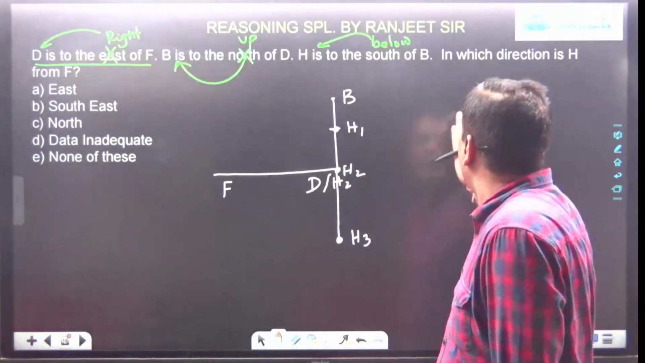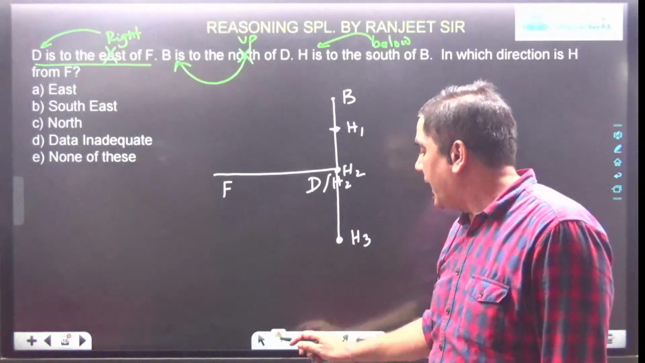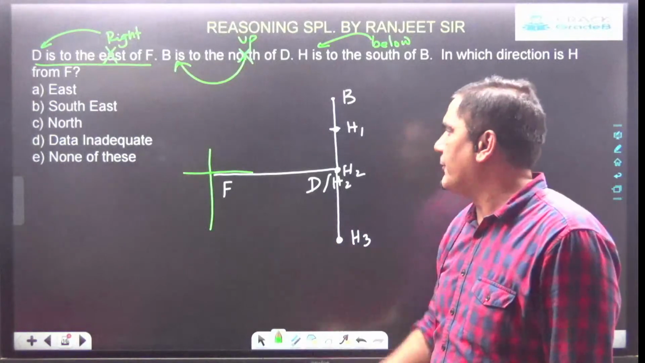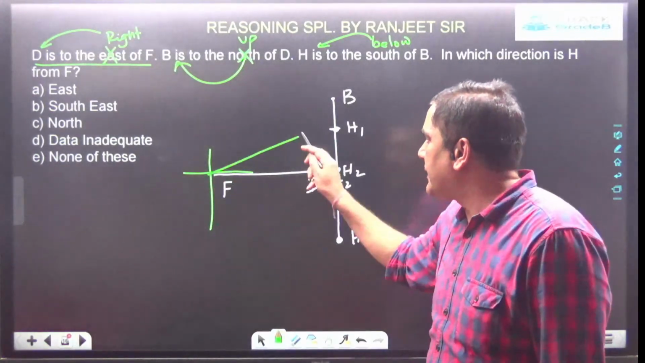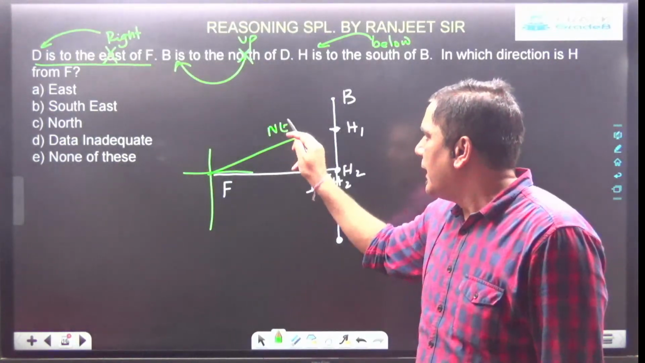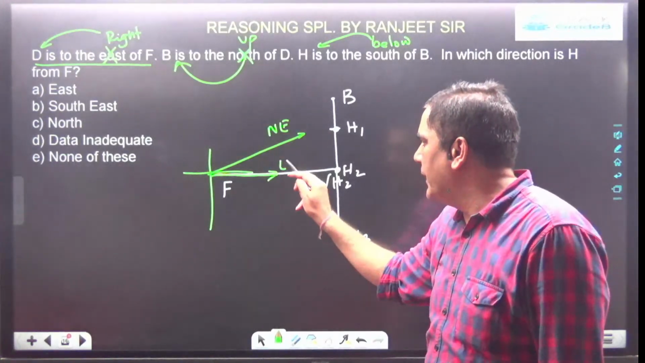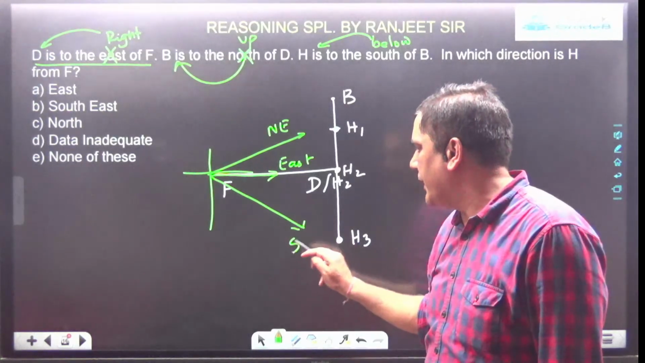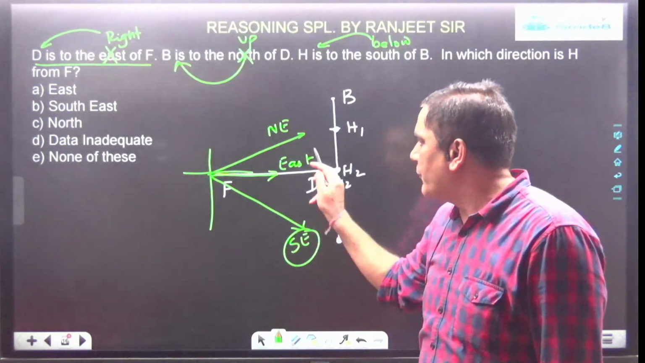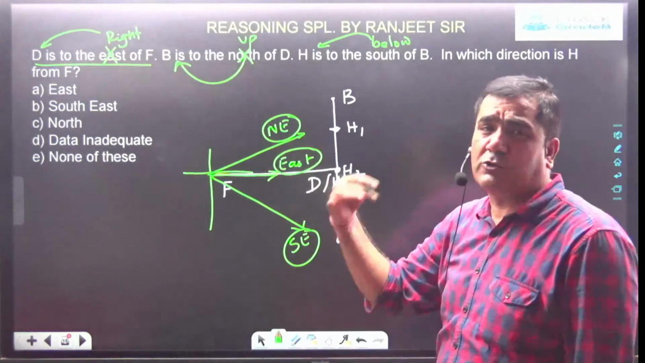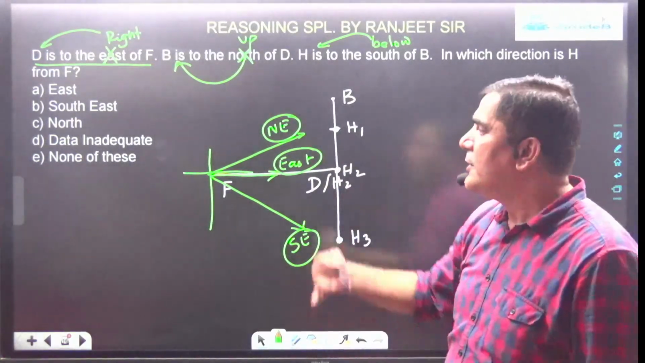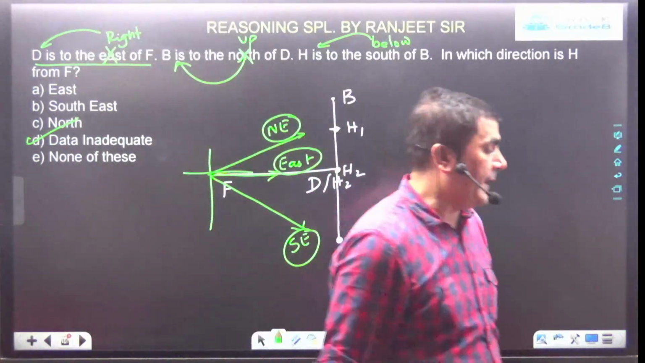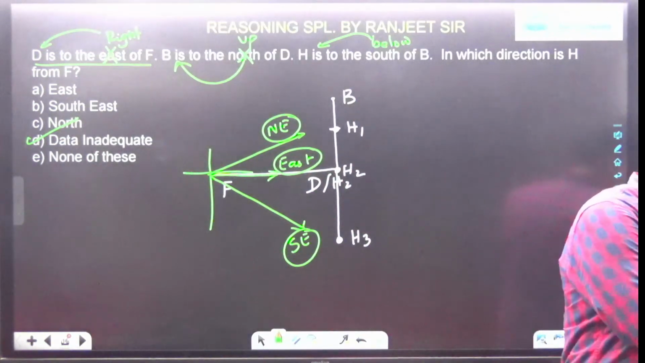Now the question is, in which direction is H from F? For H from F, I will plot the standard diagram at F. If I take H over here, the answer should be northeast. If I take H over here, the answer should be east. And if I take H over here, the answer should be southeast. So out of these 3, which can be the answer? I can't say, because all can be the answer. So the correct answer will be data inadequate. Yes, D is the right answer.